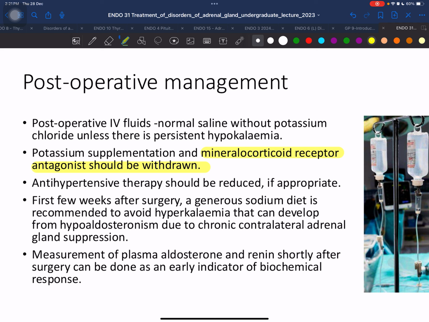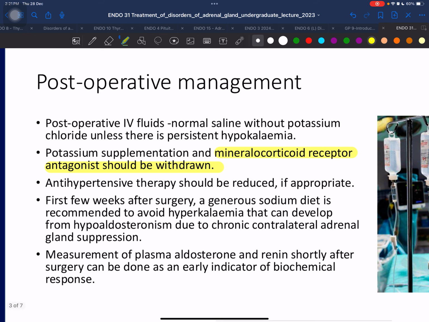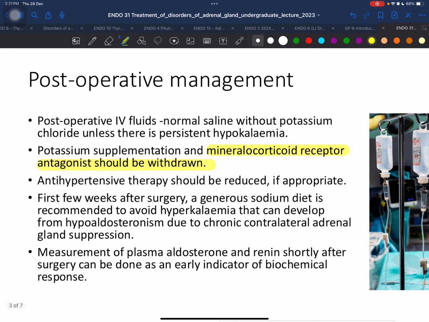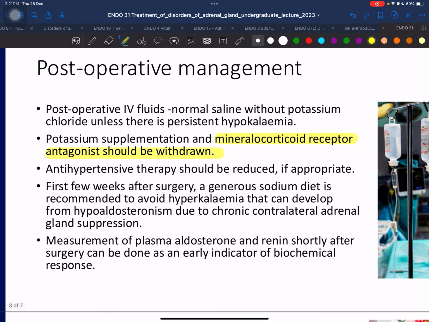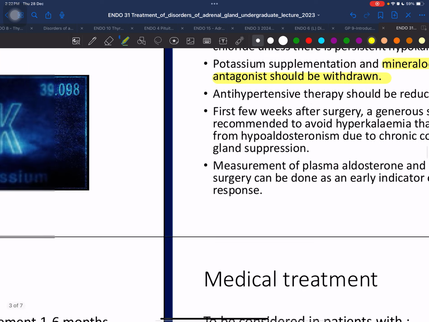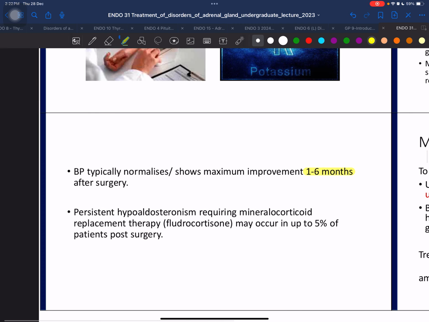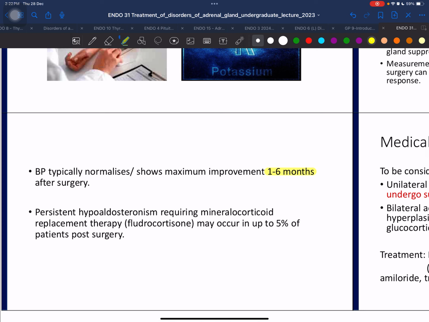A few weeks after surgery, a generous sodium diet is recommended to avoid hypokalemia that can develop from hypoaldosteronism due to chronic contralateral adrenal gland suppression. So you have to monitor the blood results before you decide on that. Measure the aldosterone and renin to see what the ratio is like post-surgery. The BP typically normalizes between 1 to 6 months after surgery, so you can gradually taper your antihypertensives. Persistent hypoaldosteronism requiring mineralocorticoid replacement therapy may occur in up to 5% of patients post-treatment, just for your information.